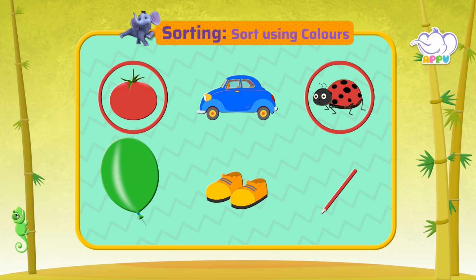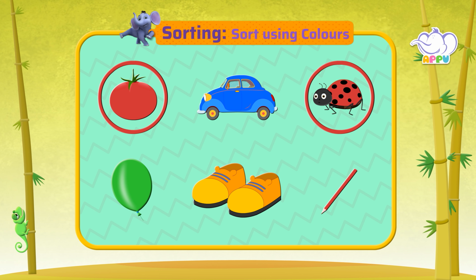This is a green balloon. It is not red in color. Let it go. This is a pair of shoes. They are not red in color. We let it go.